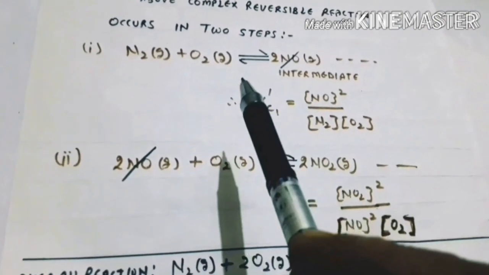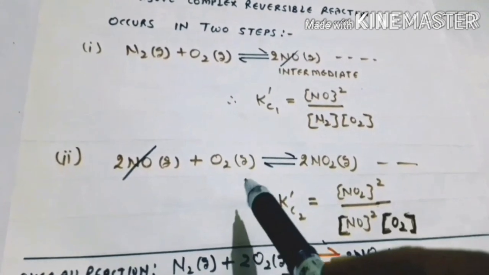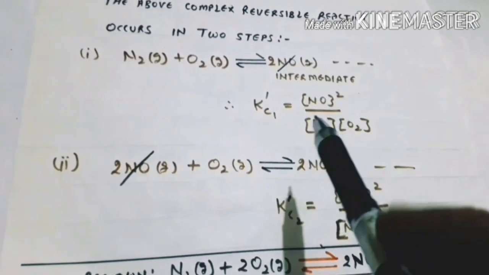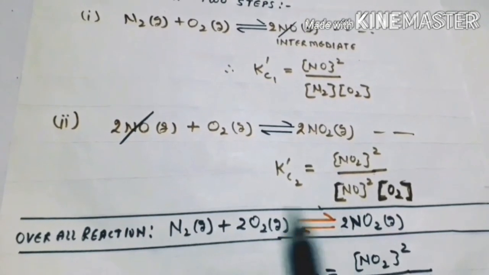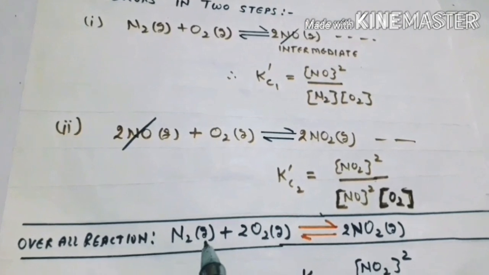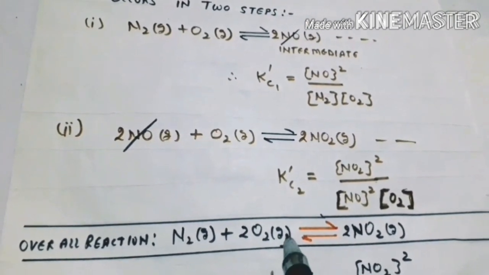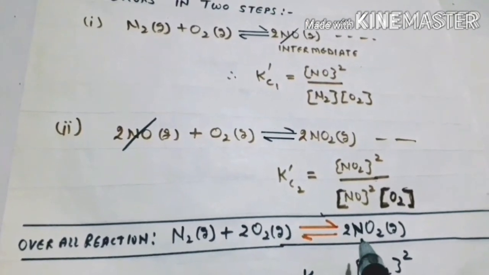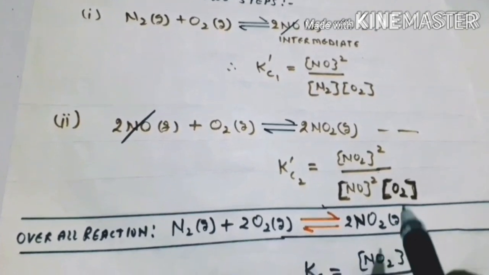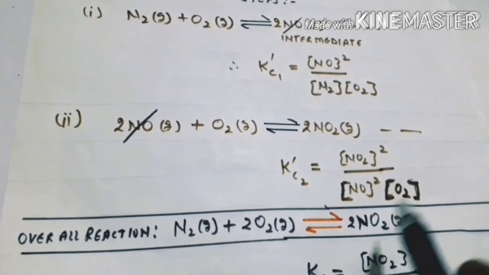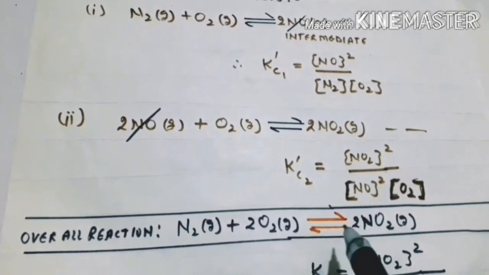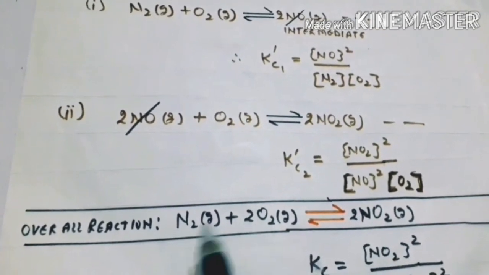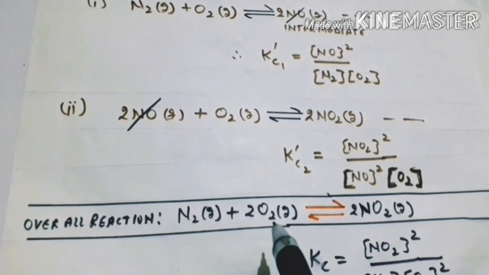So on adding the first and second elementary reactions of the above complex reversible reaction, we get the overall complex reversible reaction as 1 mole of nitrogen gas reacts with 2 moles of oxygen gas in the forward direction to produce 2 moles of nitrogen dioxide gas as product, and 2 moles of nitrogen dioxide gas decompose in the backward direction to give back the reactants, that is 1 mole of nitrogen gas and 2 moles of oxygen gas.